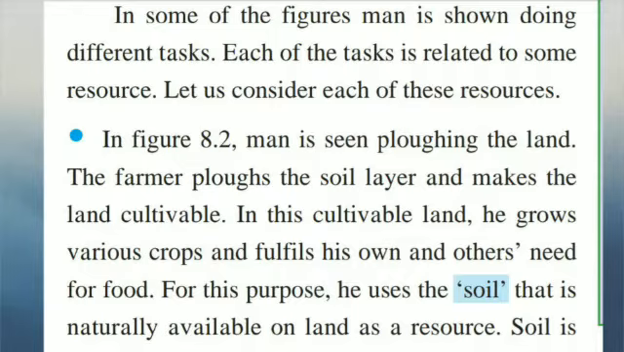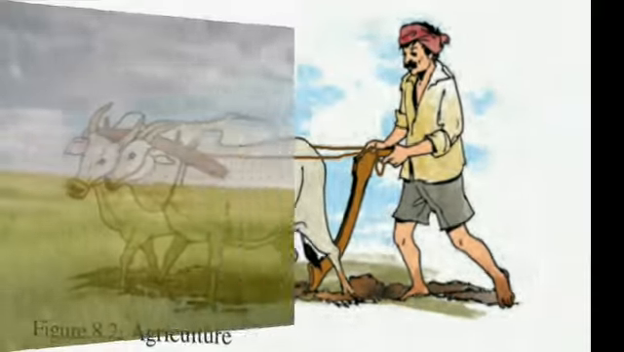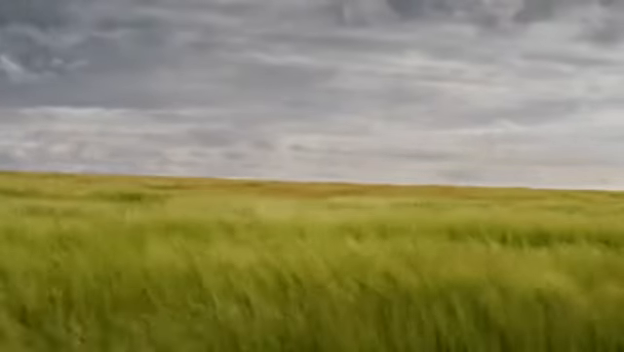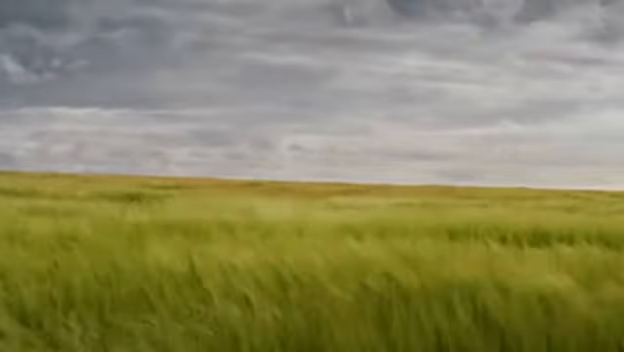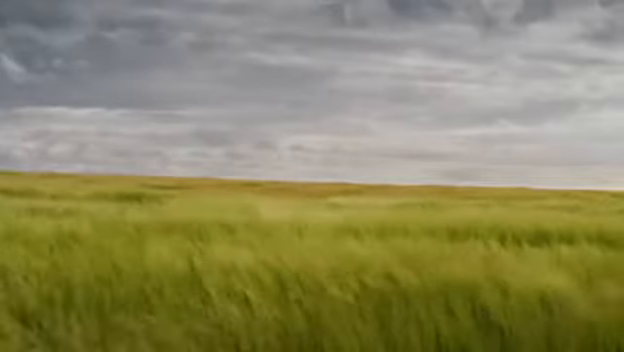You can see figure 8.2. This is agriculture. Man is seen plowing the land. The farmer plows the soil layer and makes the land cultivable. In this cultivable land, he grows various crops and fulfills his own and others' need for food. By this only we can get the food. Every day we are eating the food, getting energy and living a life that way.